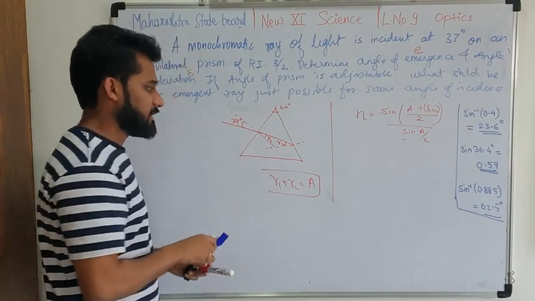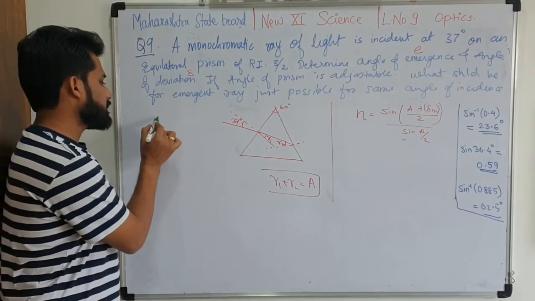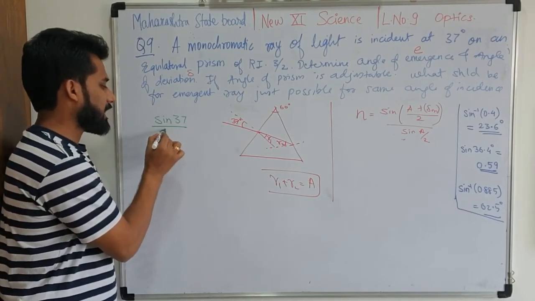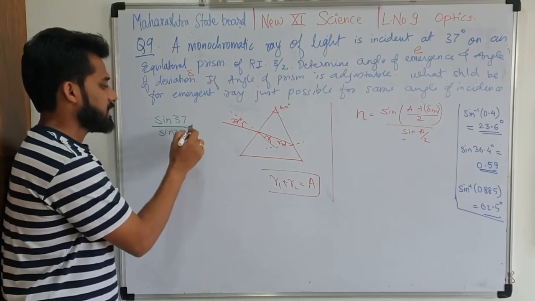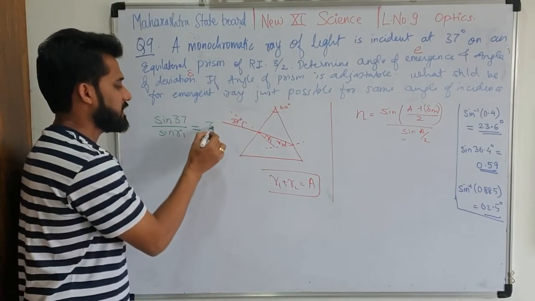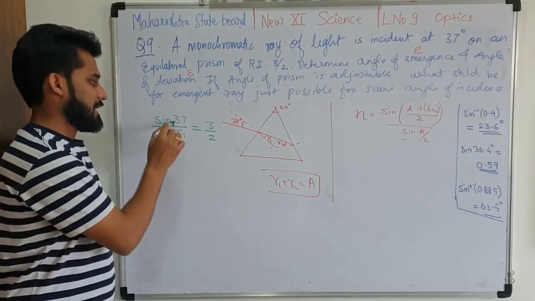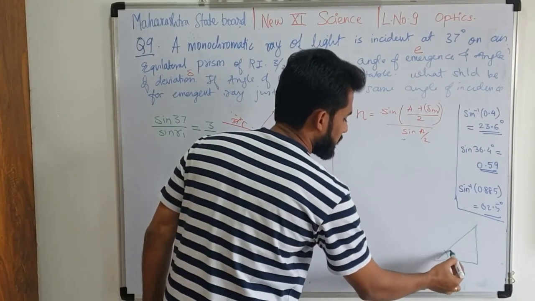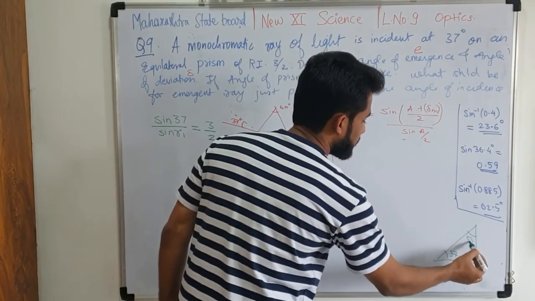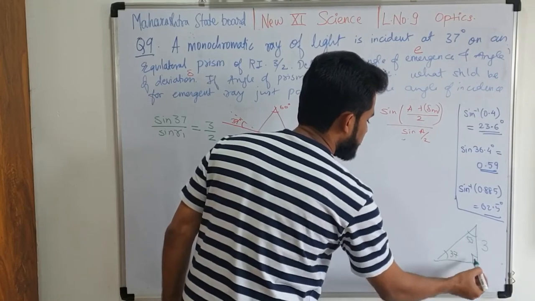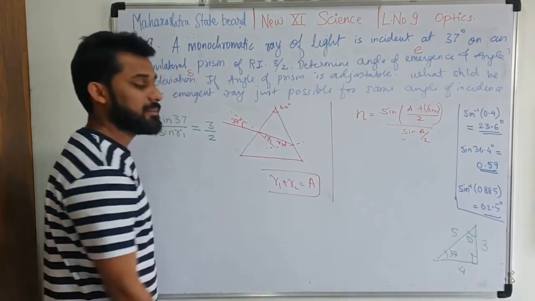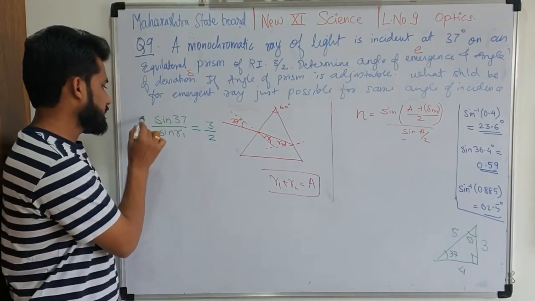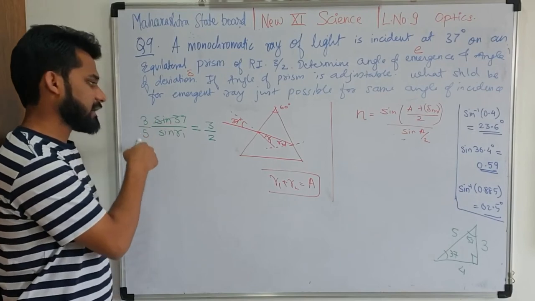So to find this R1, we will use Snell's law, and according to Snell's law, sine of angle of incidence upon sine of angle of refraction first is equal to refractive index of the medium, 3/2. And as we know now, that 37 degree is a standard right angle triangle: 37, 53, 90. Side opposite to 37 is 3, this is 4, and this is 5. So what will be sine 37? It will be 3/5.